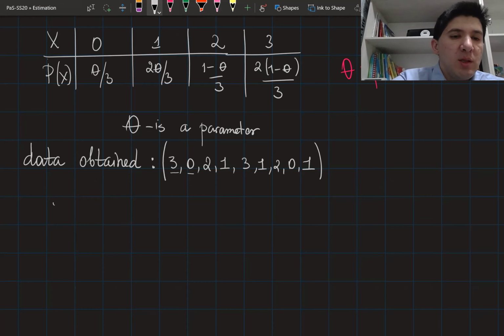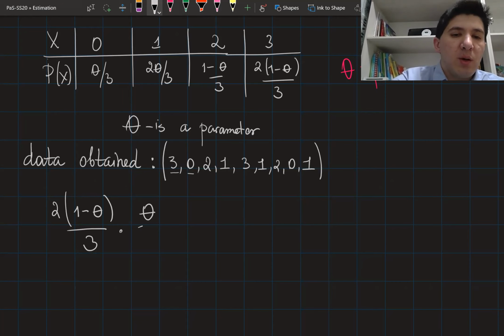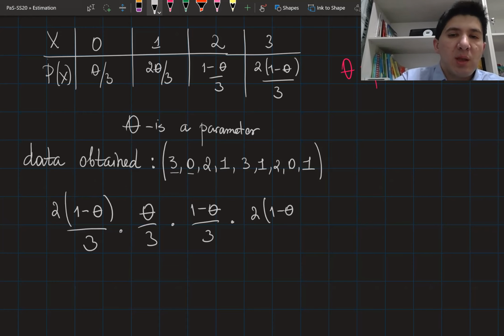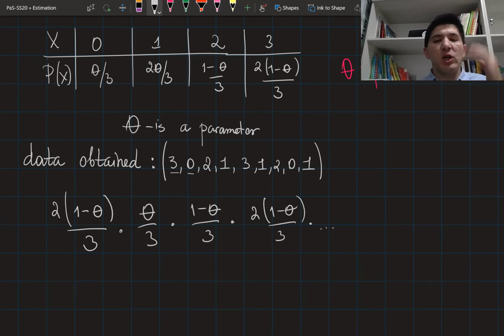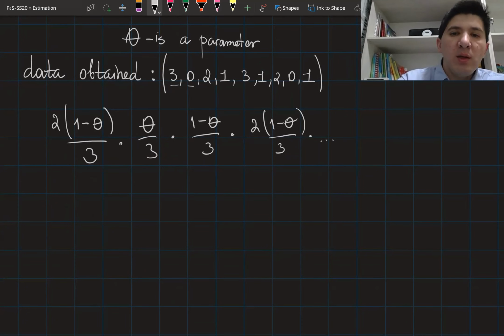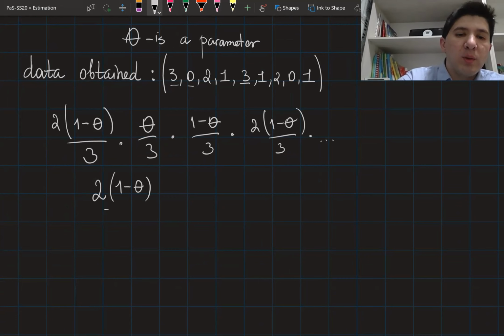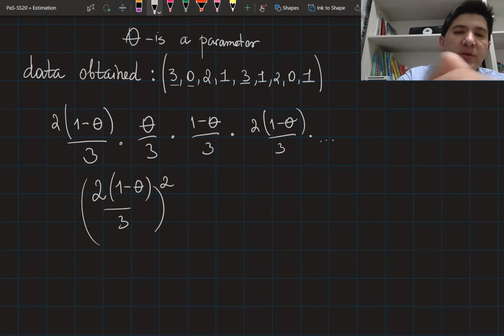It's going to be 2 times (1 minus theta) over 3 times theta over 3 times (1 minus theta) over 3 times 2 times (1 minus theta) over 3, and so on, right? So I will actually have 9 terms here. What I can do is regroup them, right? Because I have 1, 2, 2, 3. So that's why I can write 2 (1 minus theta) over 3 in the square, because 2 3's appear here. So 1 3, second 3.